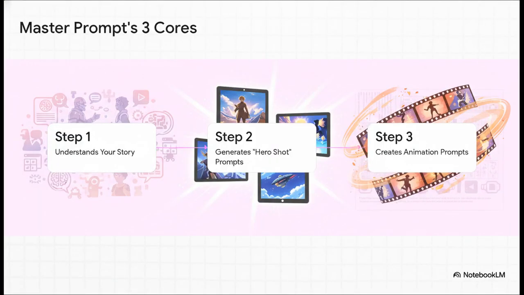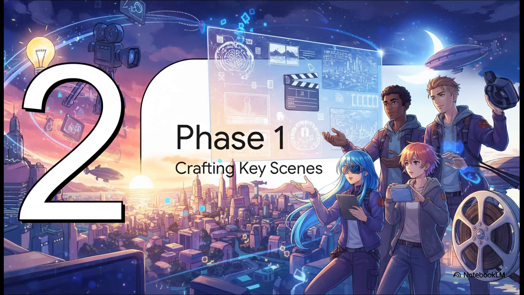It really boils down to 3 key jobs. First, it properly gets your story. It understands what you're trying to do. Second, it writes these super detailed prompts for your most important scenes. We'll call those hero shots. And then third, it creates a whole new set of prompts to actually bring those still images to life as video clips. All right, let's jump into phase 1.